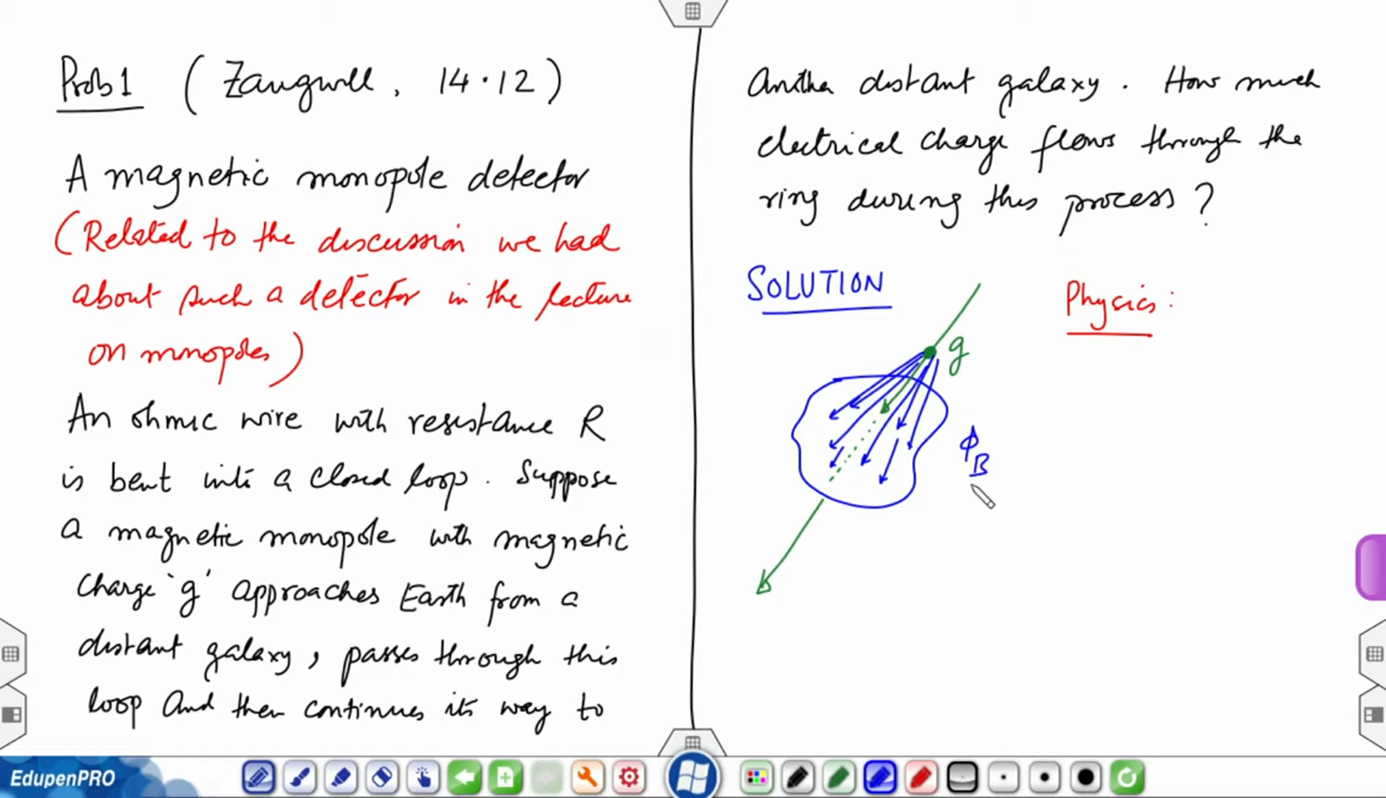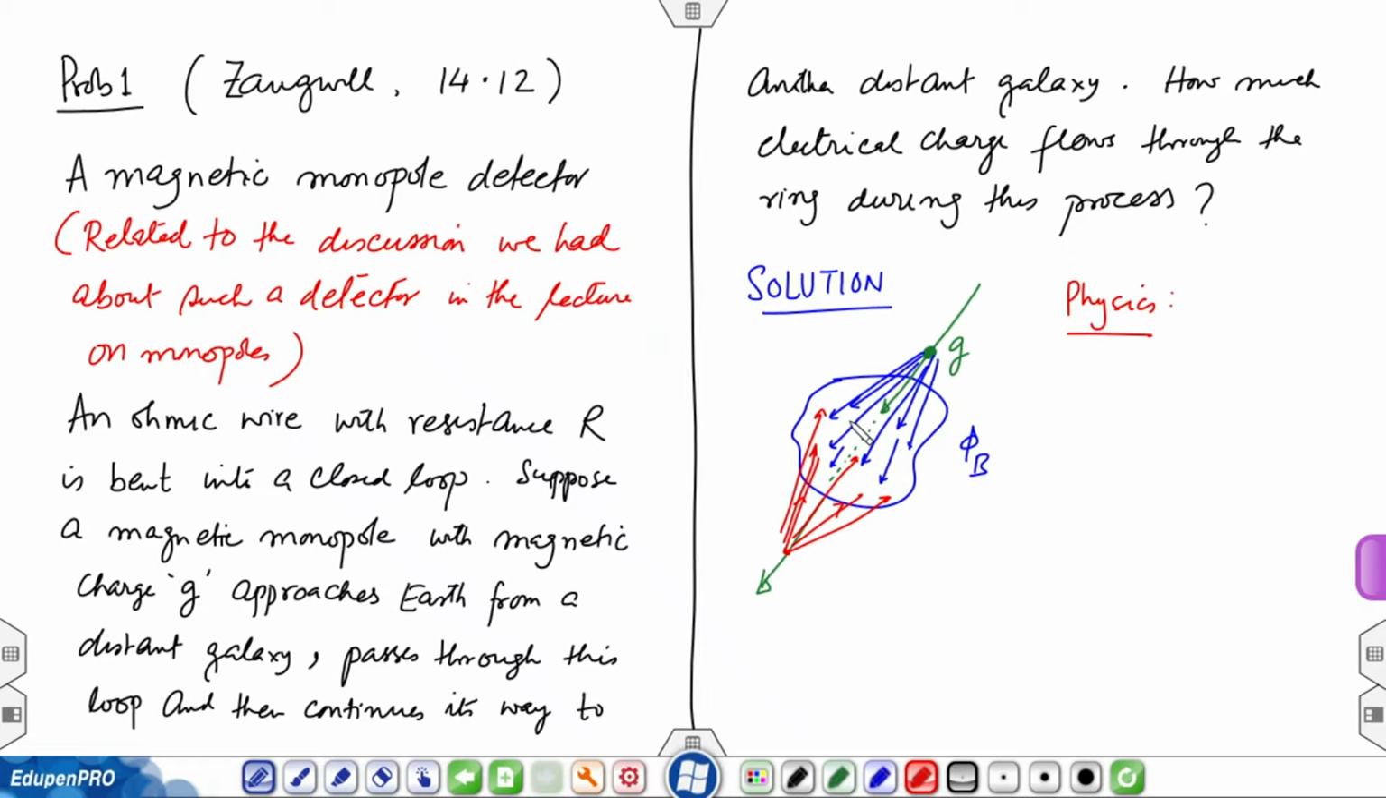As the monopole approaches, the flux changes, and therefore, there would be a current, and as it goes away, the flux changes again. Right. So, let us make this on the other side. Here are the field lines. Flux will be changing again, but you may ask, that may give you a current in the other direction. So, how come there will be net charge flow?